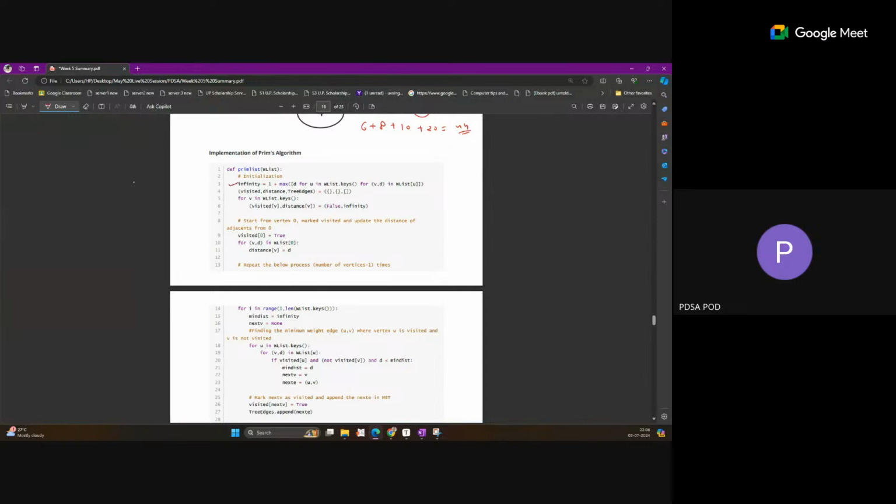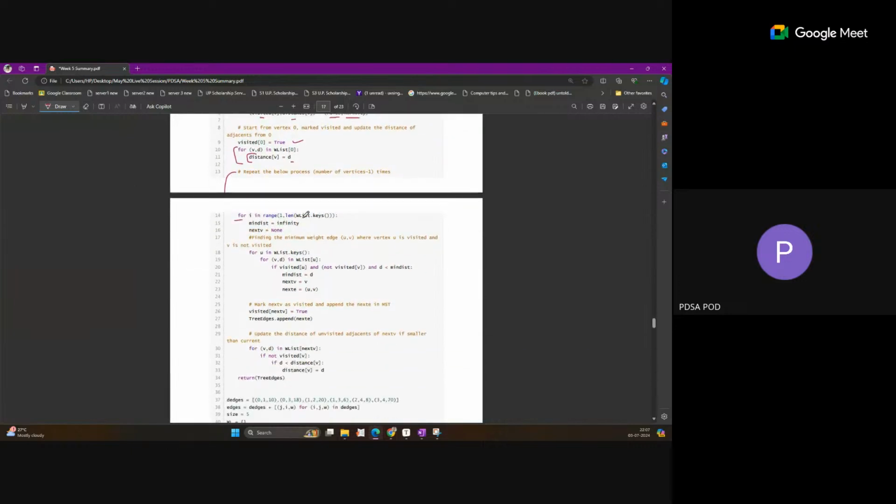We are maintaining infinite, and visited, distance and tree arrays the same way. Initially we set visited to false and distance to infinite. Then for the source, if you are starting from 0, consider it as true. This is the first step: we check the adjacent vertices of 0 and update the distance directly by the edge weight, because this is the first step. After that we use a loop and repeat the process.